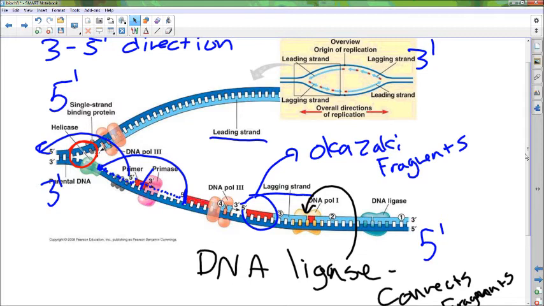The two strands. Okay. So that's one. There's 3 enzymes here. The second enzyme is DNA polymerase. It's the one that puts the new strand together. It builds the strand one nucleotide at a time.